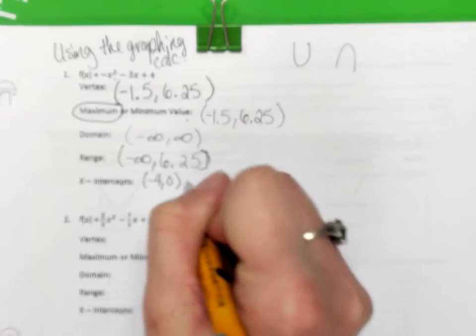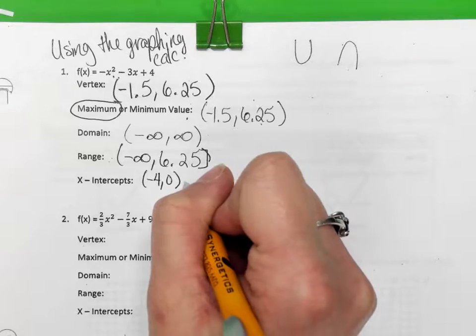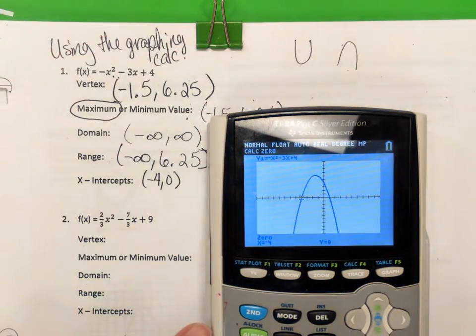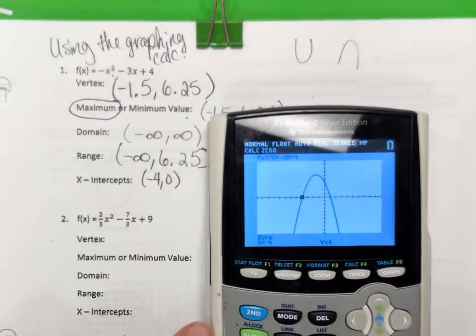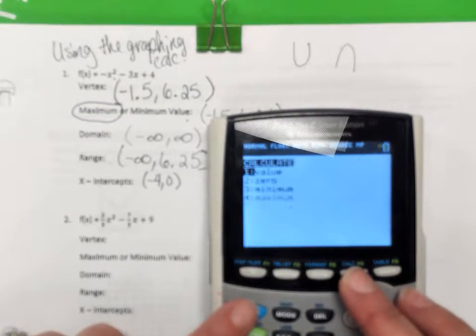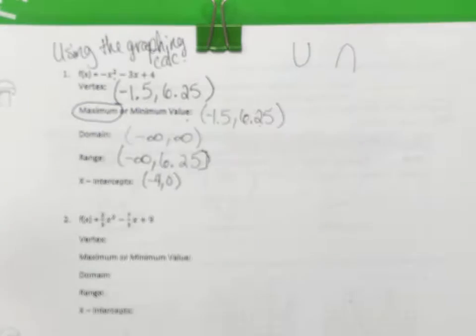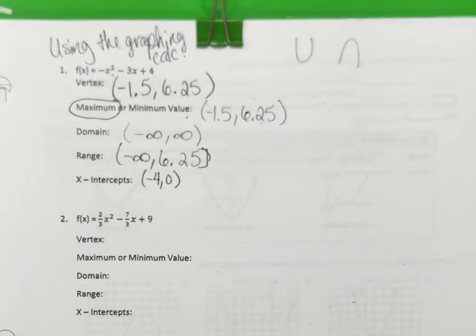But I had 2 x-intercepts. So I got to do it again. So go to your calculator. Second trace. I got to let mine focus. Hold on. Go down to 0. Hit enter. But this time you're going to go on the other one, right?